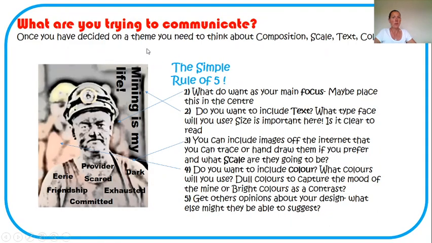So what are you trying to communicate? Once you've decided on your theme, you need to think about composition. So composition is where you position things within your design idea in your piece. What's going to be the main focus? Is there going to be any text? How will it be positioned? Do you need that to be a prominent part of your design? Think about the text, think about the font, think about the size, the scale, the colour. How is it all going to work together to create one design idea?